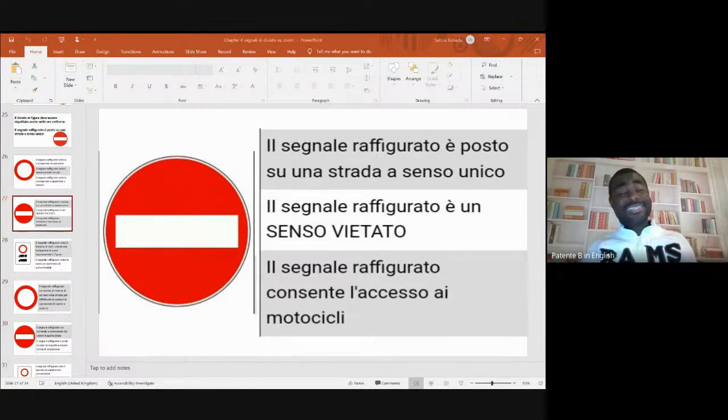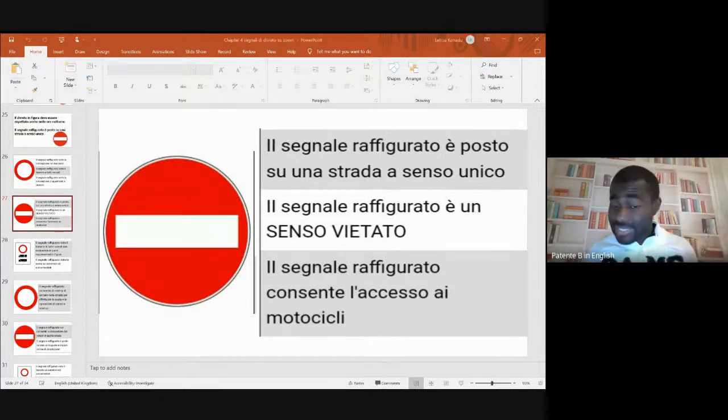Okay, what is the significance of this signal? It is called senso vietato. So a sense of road is forbidden. So we are talking about one-way circulation. So the first question says that il segnale raffigurato è posto su una strada a senso unico. And the answer to the first question is true.